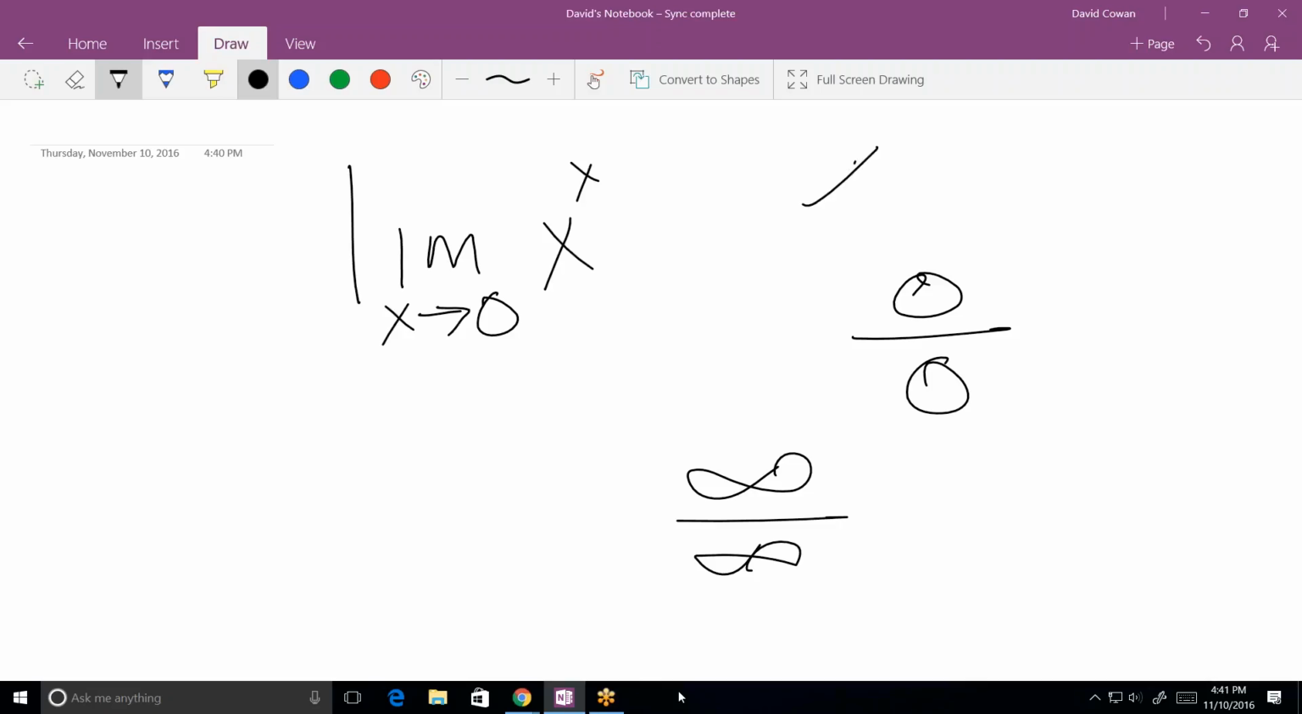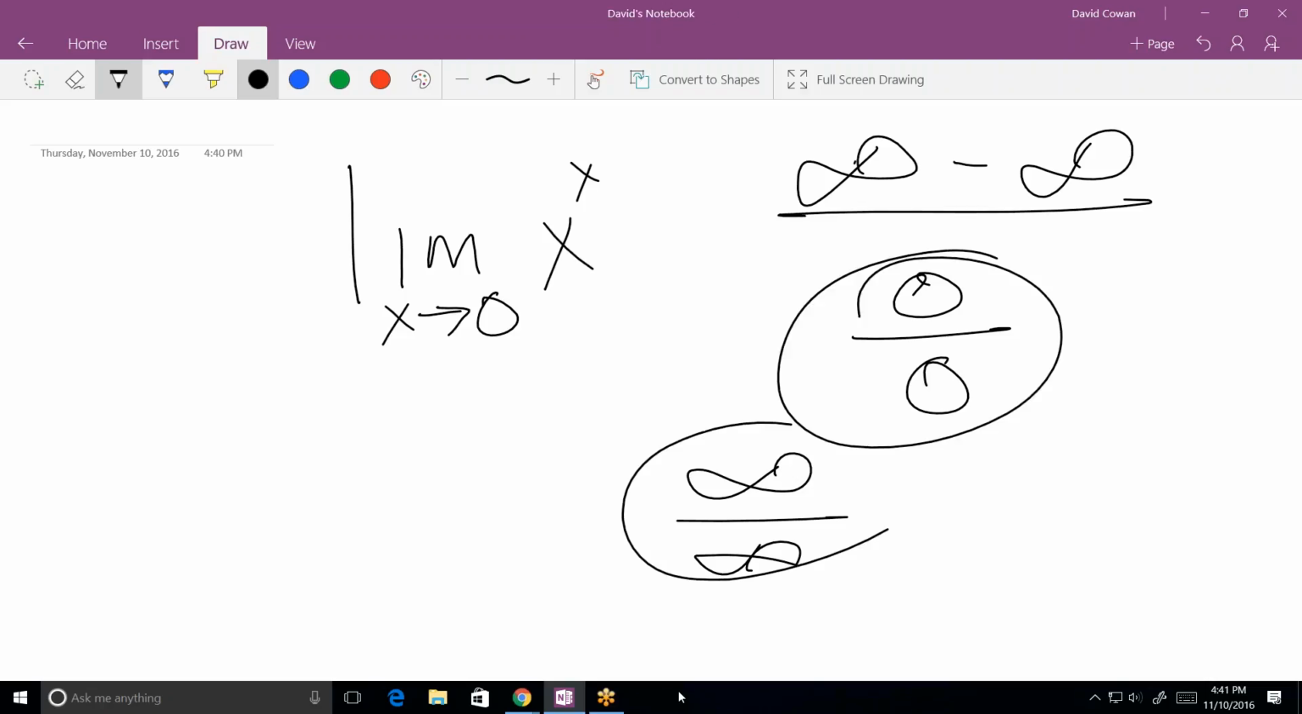Another indeterminate is infinity minus infinity. None of these, you can't tell what any of these are until you do further work on the function. Well, one last indeterminate, which I still have yet to answer why this is true, is 0 to the 0 power.